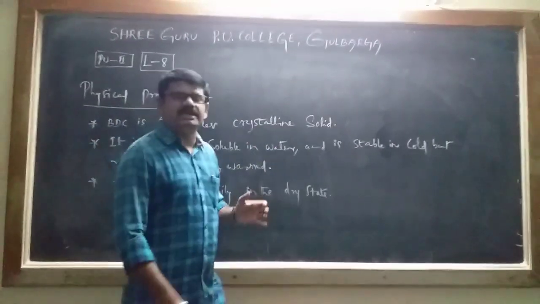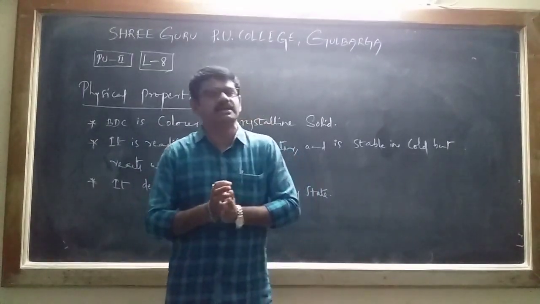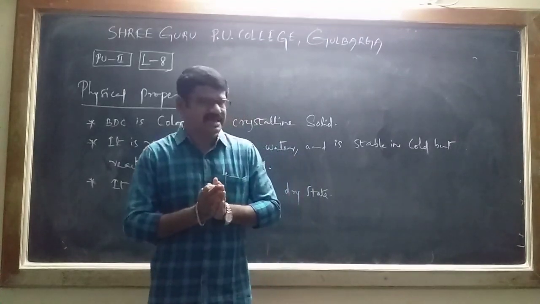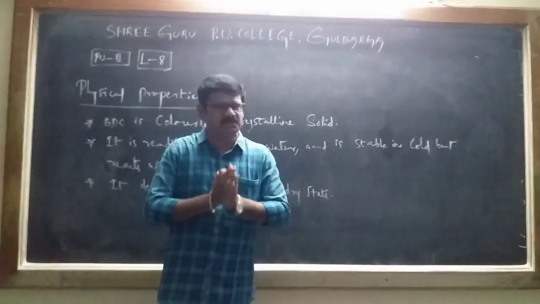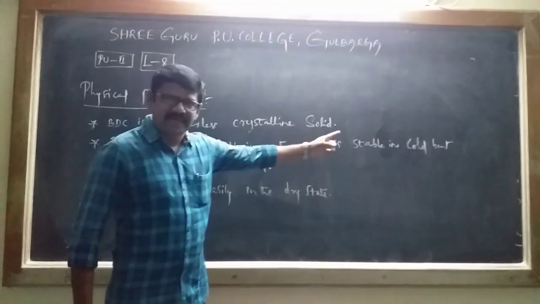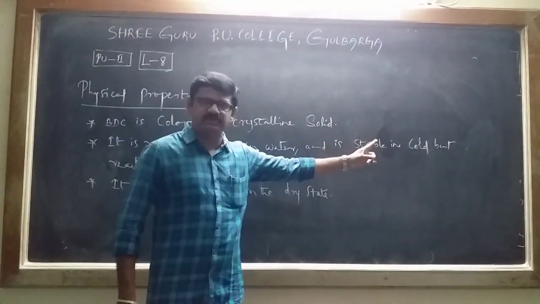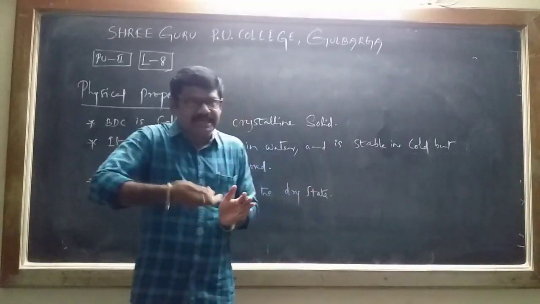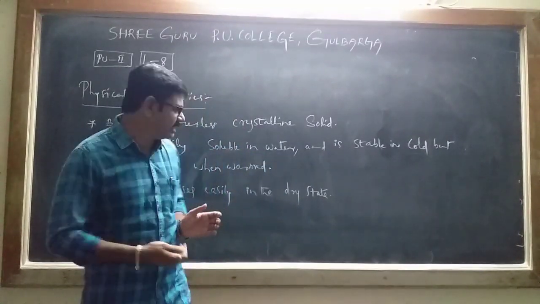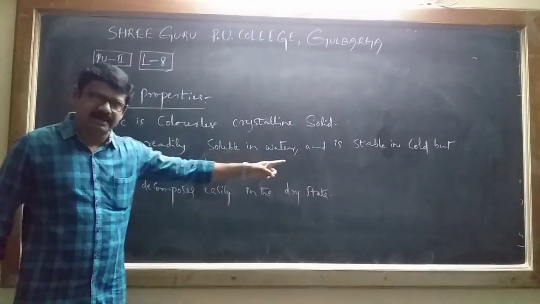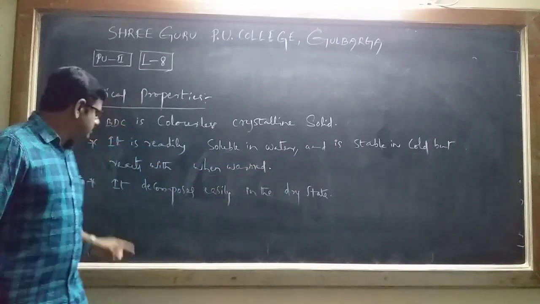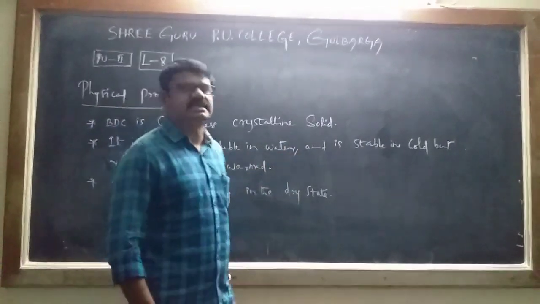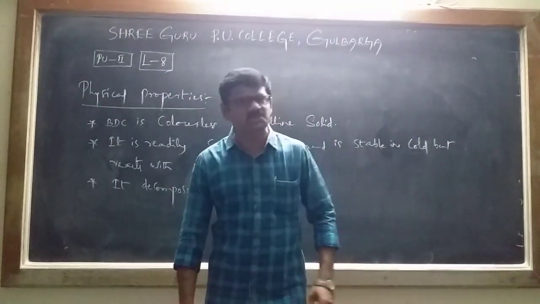Why is benzene diazonium chloride easily soluble in water? Because benzene diazonium chloride is ionic in nature. Because of that, it is easily soluble in water, and it is stable at cold conditions. If you heat slightly, it undergoes hydrolysis. Then it decomposes easily in the dry state. These are the physical properties of benzene diazonium chloride.